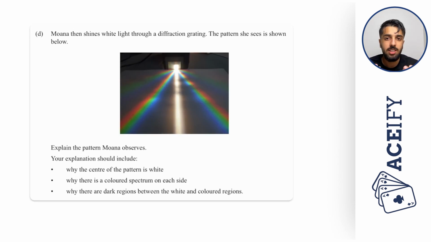Moana then shines white light through a diffraction grating. The pattern she sees is shown below. Explain the pattern that Moana observes. In your explanation, you should include why the center of the pattern is white, why there is a colored spectrum on either side, and why there are dark regions between the white and colored regions.